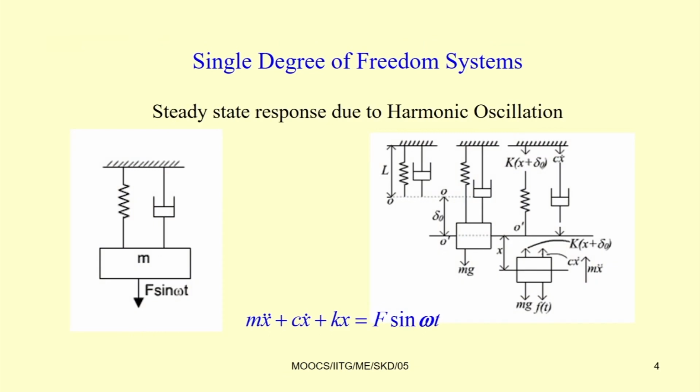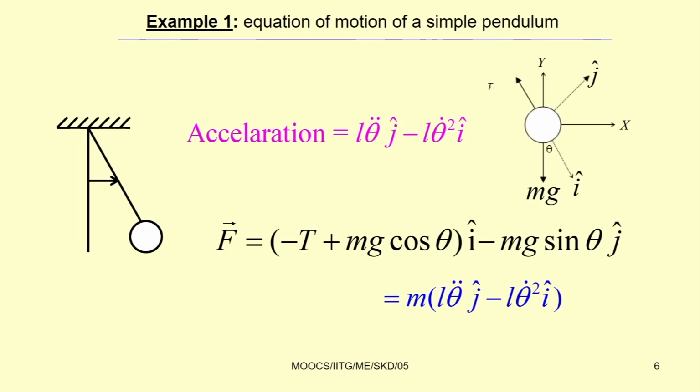Last class we started with the derivation of the equation of motion of a simple spring mass system, initially taking the spring mass system as linear. We derived the equation of motion as m x double dot plus c x dot plus k x equal to F sin omega t. Here you have to draw the free body diagram and write down the equation of motion using Newton's second law or D'Alembert principle. Later the spring and damper can be converted to a nonlinear spring or damper by considering a soft spring or hard spring, and then the equation of motion of the spring mass system can be written as a nonlinear equation of motion.